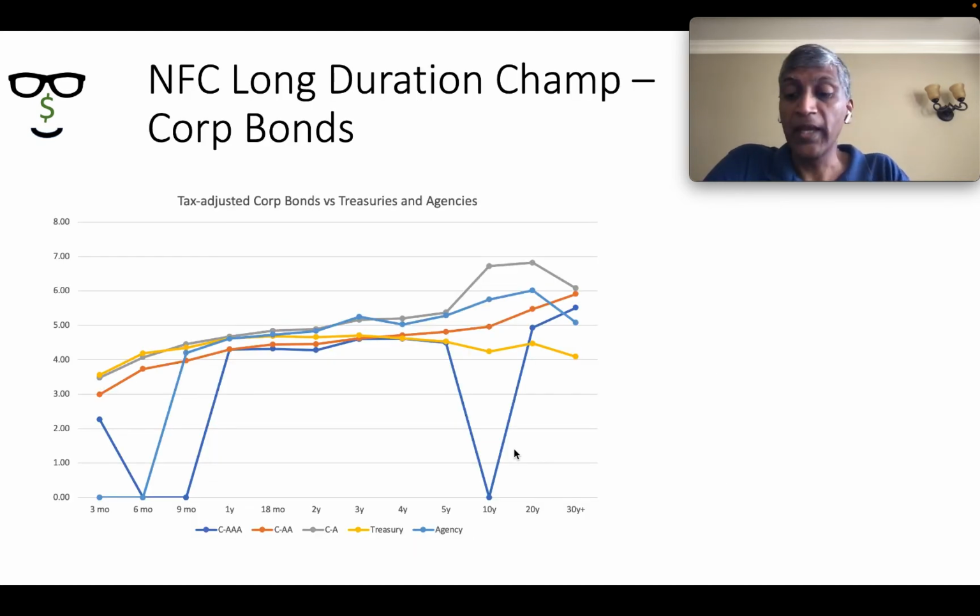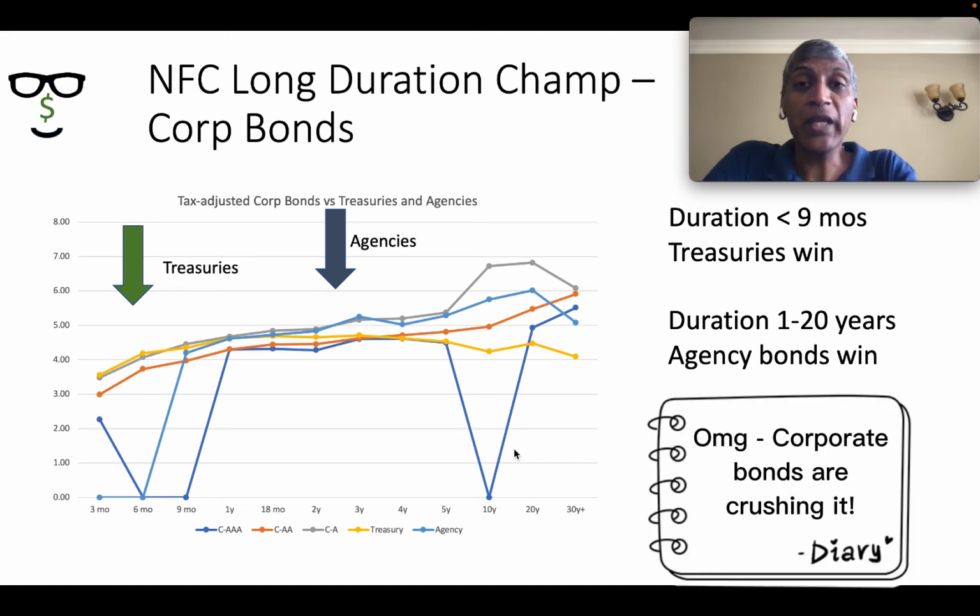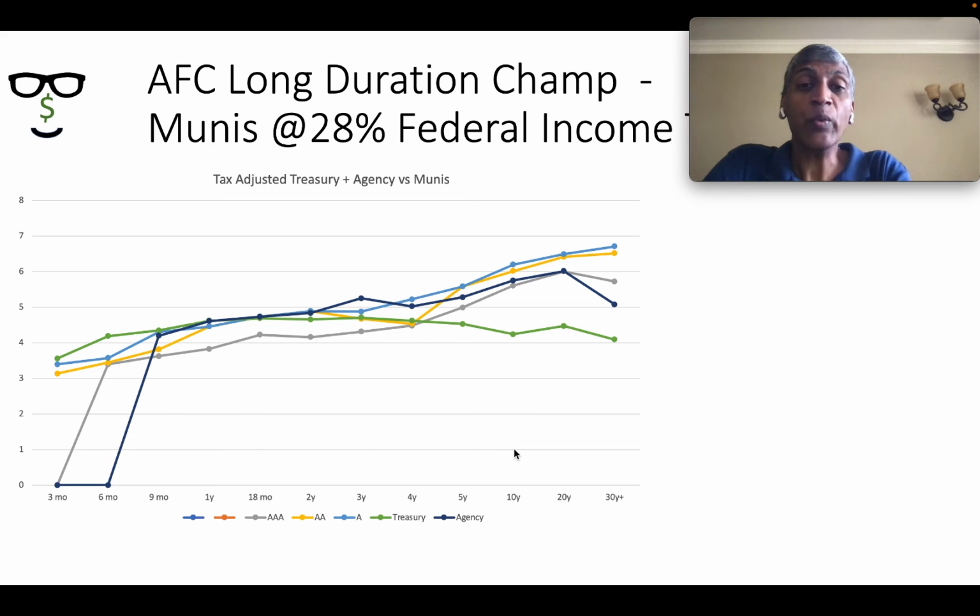So here you go. In the NFC, treasuries still beat out corporate bonds in the short duration. In the medium duration, agencies still beat corporate bonds. In the long duration, Houston, we have some very interesting news. The single A corporate bonds on a tax-adjusted basis pay a high enough yield that they outpace treasuries and agencies past a duration of 5 years. How interesting. So then we ask the question, gee, I wonder what's happening in the AFC.